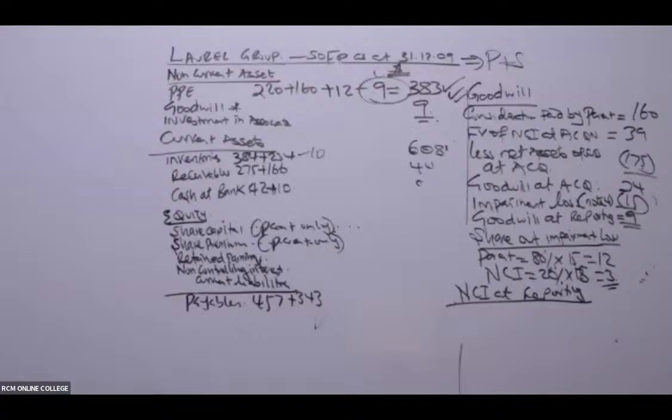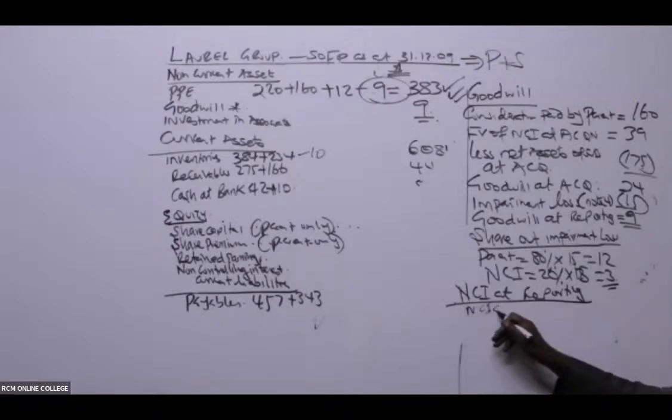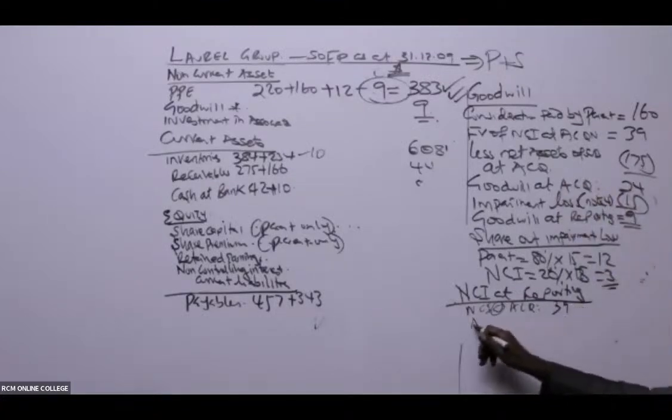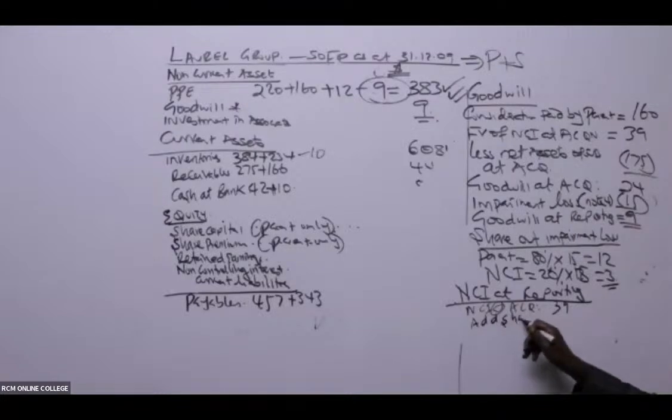So perhaps I could do this for you. So in this case here, we have NCI at acquisition. We saw a figure of 39. So we add share of profit, which is PAP. Are you able to remember that figure? The PAP, we gave these guys here PAP. Was it 11? Are you sure NCI got 11?